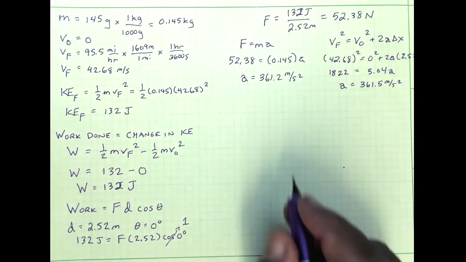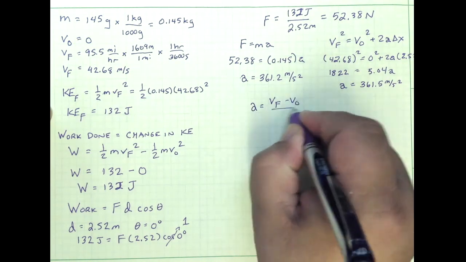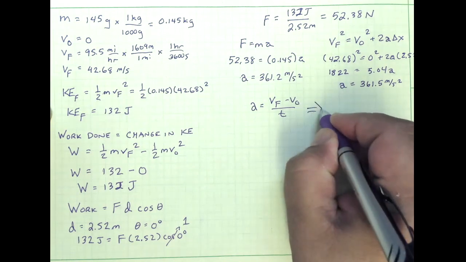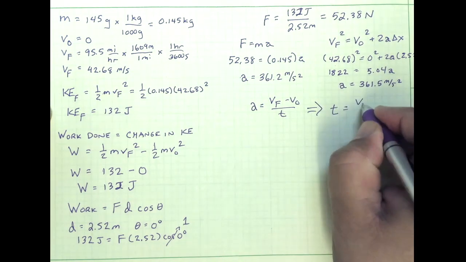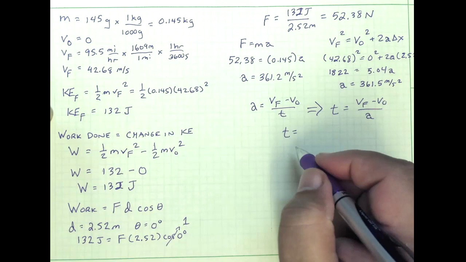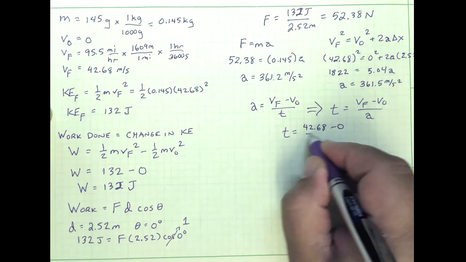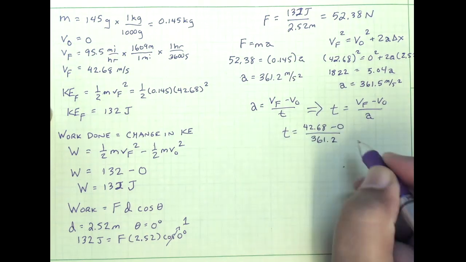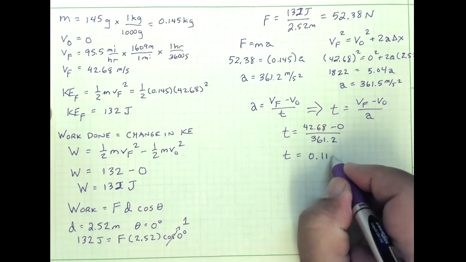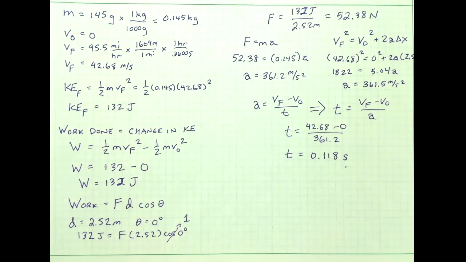Finally, we are asked, how long is the ball in the pitcher's hand? And to calculate that, we can use the definition of acceleration itself. That acceleration is the change in velocity over time. Turning that equation around, we see that time is then the change in velocity over acceleration. And so the time that the ball is in the pitcher's hand is going to be 42.68 minus 0 divided by 361.2, and that gives us a time in the pitcher's hand of 0.118 seconds. So a little bit over 1/10 of a second for the ball to be in the pitcher's hand.